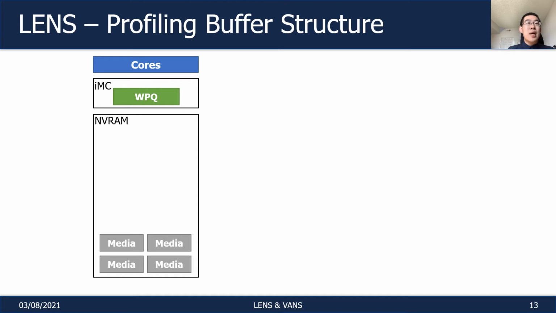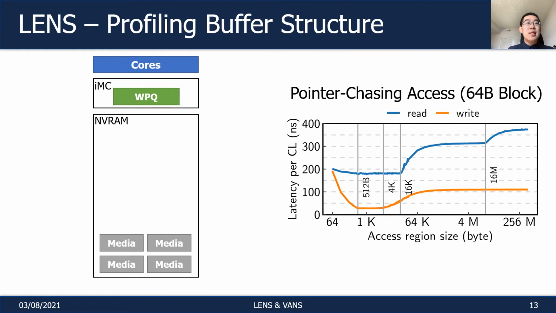And there are non-volatile memory media on the DIMM. That's all we know from publicly available information. Now, we use a pointer tracing access test with 64-byte blocks to discover the buffer sizes. As shown in this figure, the x-axis is access region size, and the y-axis is latency per cache line. We measure the read and write latency separately.